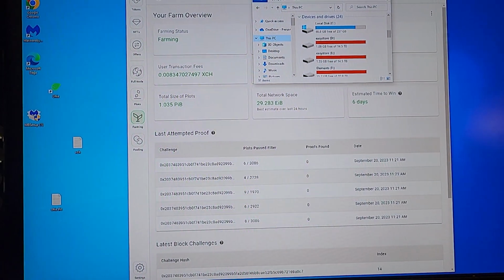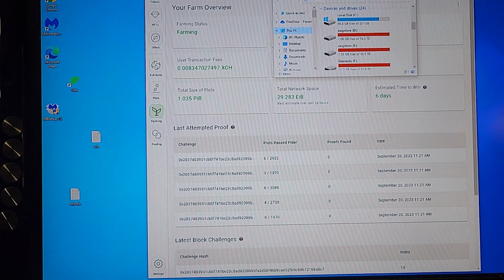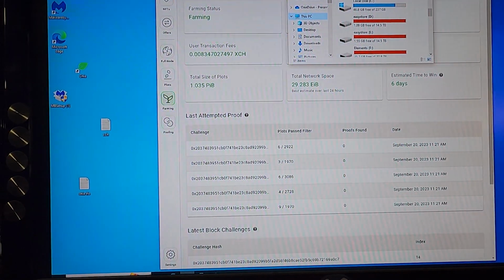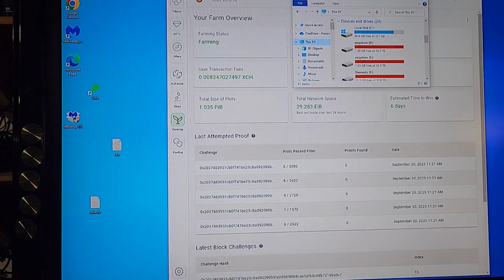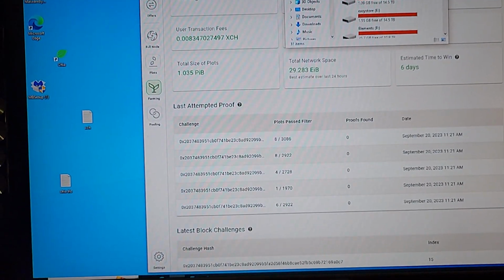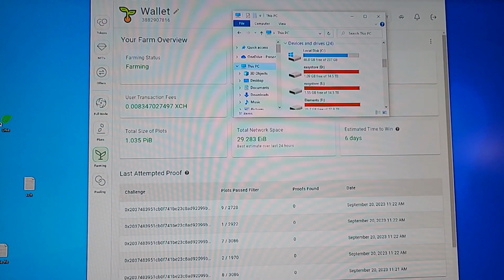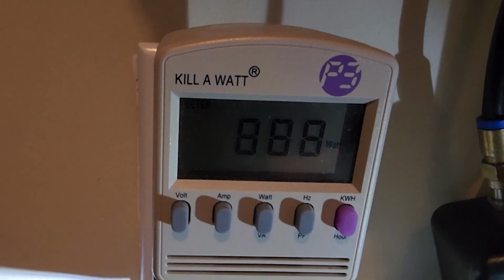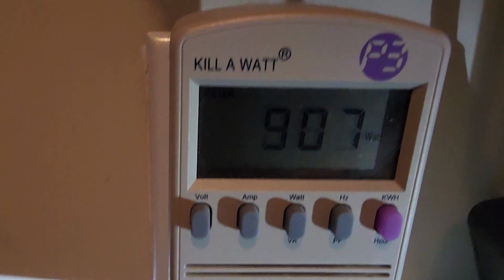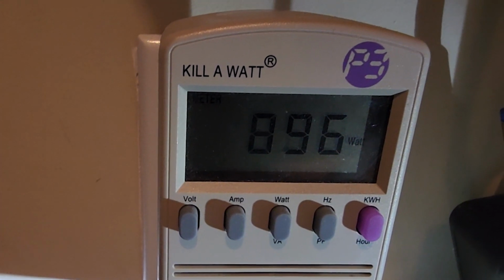I don't know if it has something to do with the compression rate versus non-compression, if one has a higher chance of winning versus the other, or if it doesn't matter. Yeah, lots of research. You guys have any of these answers, please leave them down in the comments below. So let's go take a look and see how much power this bad boy is using exactly. Yep, right at 900 watts. So that is the entire Chia setup, a little over 1 petabyte.